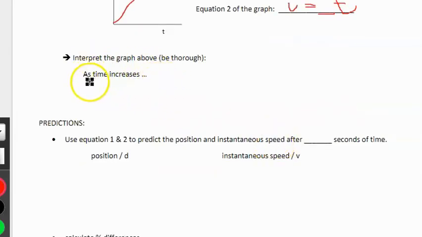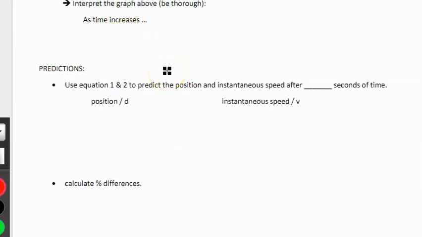Then I want you to interpret that. In other words, interpret this graph in words. As time increases, explain what goes on with speed. Very specifically, there are 2 key statements you should make about that. Then lastly, to see if these equations are valid, I want you to make a prediction. I want you to use the equations to predict where it's going to be and how fast it's going to be after 1.5 seconds. Once you do that, I'm going to go back to our data and say what it actually was. So pause it right here, do all that, and once you've got that all done, restart the video and see what the predictions are.